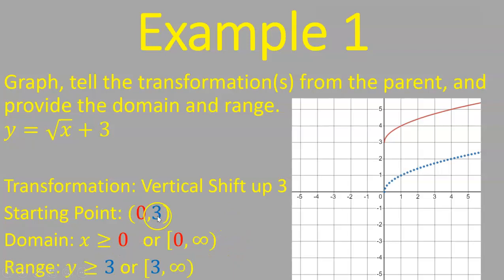The range uses this blue number. Range is lowest to highest. So we read only these numbers. I go down to 3, including 3, so I put a bracket 3. I go upwards forever. Or you can say y greater than or equal to 3.